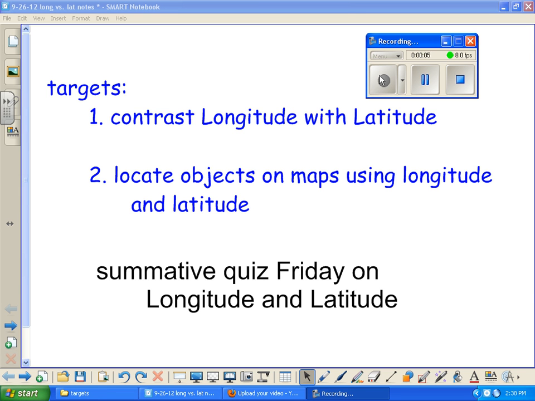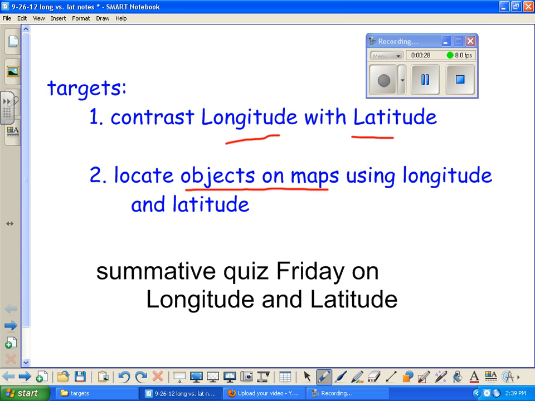You talked about scales. You use scales. You're pretty good at scales. Longitude and latitude. We've talked a little bit about them. Some of you might be pretty good at them. Just want to make sure we're all on the same page. So these are our goals: differences between them, finding things on a map.